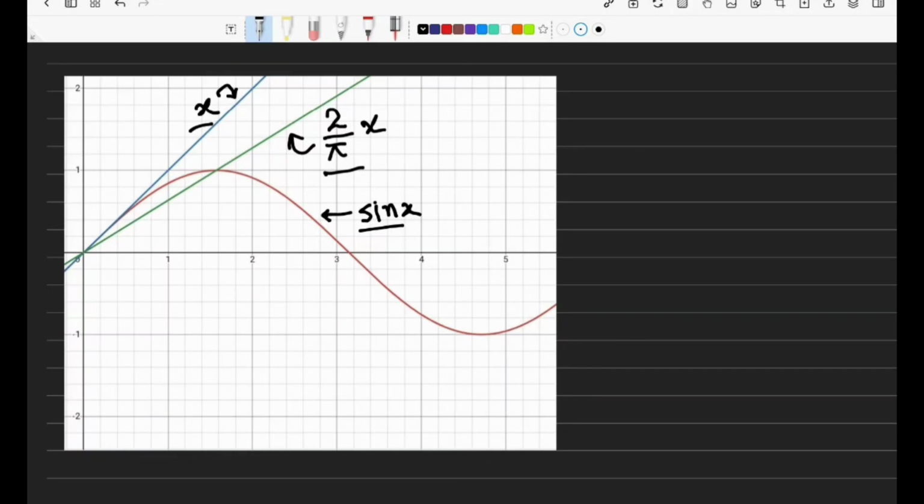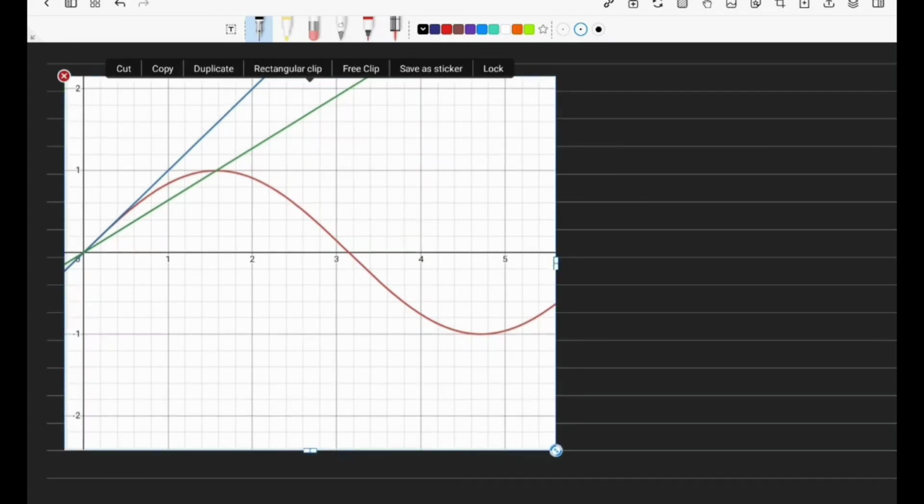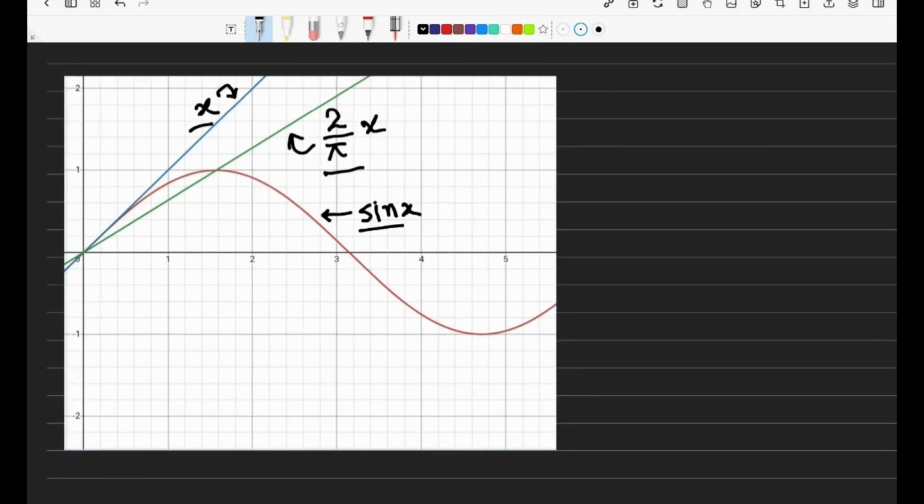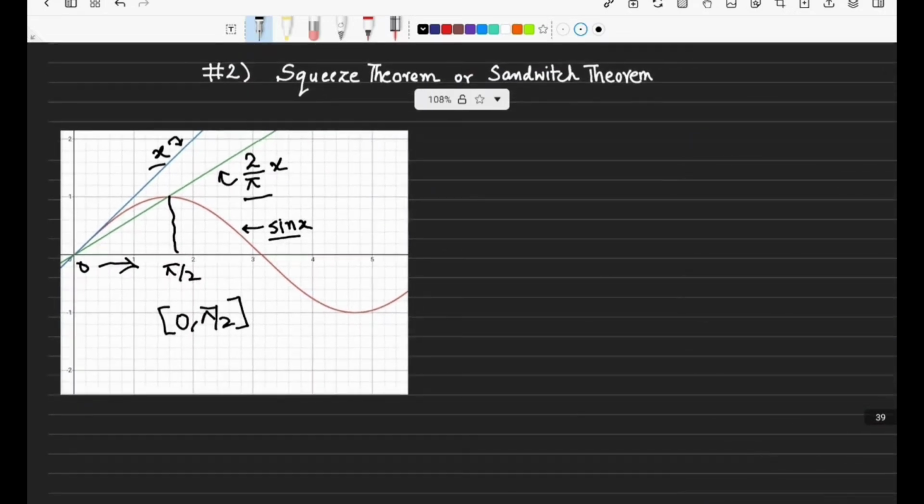Now how do we say that it is so? Sine x is always in between. You can obviously see that, right? And this is only varied from 0 to pi by 2. This inequality is valid from 0 to pi by 2, as you all can see, and we can also prove that, but I am leaving the proof up to you.